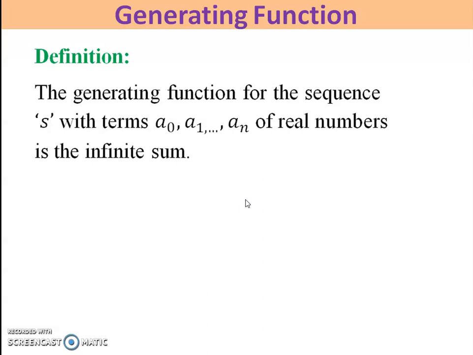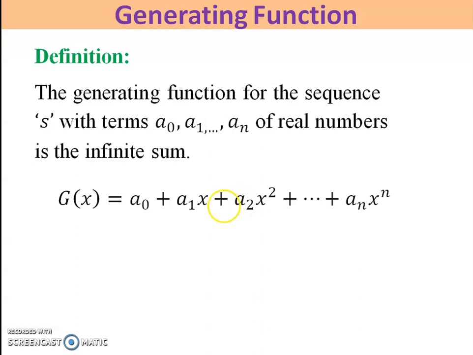Dear students, this session we are going to study about generating functions. Definition. The generating function for the sequence S with the terms a0, a1, up to an, up to infinity, of real numbers is an infinite sum. That is, g of x equal to a0 plus a1x plus a2x square plus up to an x power n plus up to infinity. So here g of x is the generating function for the sequence a0, a1, a2, up to an, right? In summation notation, we can write like this.